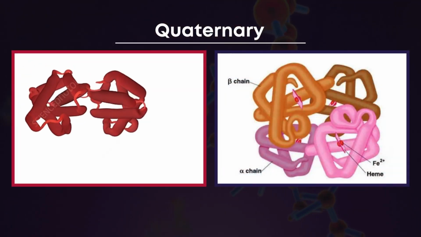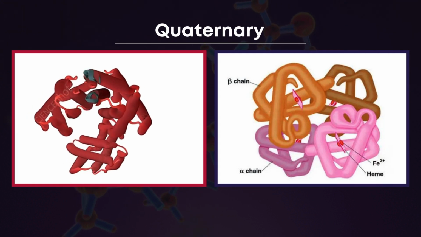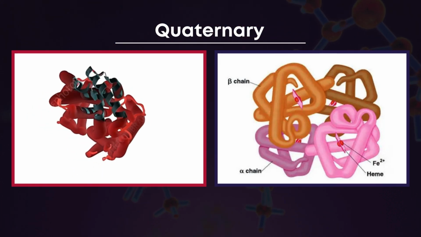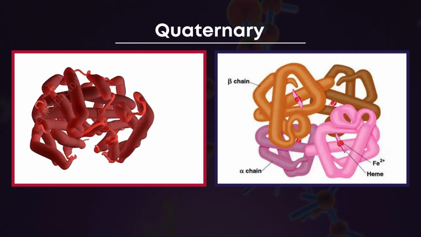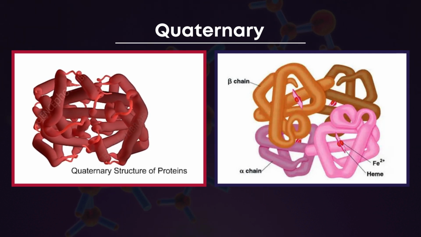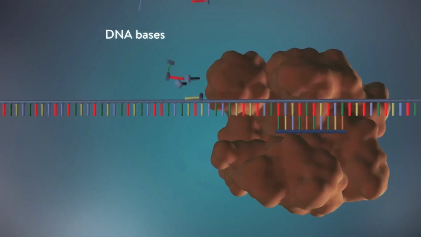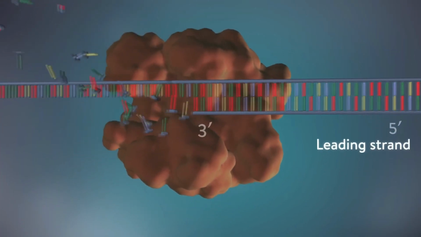Finally, some proteins are made up of multiple polypeptide chains, and this is called the quaternary structure. The arrangement of these subunits allows the protein to carry out its function. For example, hemoglobin is made up of 4 subunits, all working together to transport oxygen in the blood. Other examples include antibodies, which fight infections, and DNA polymerase, which helps replicate DNA.